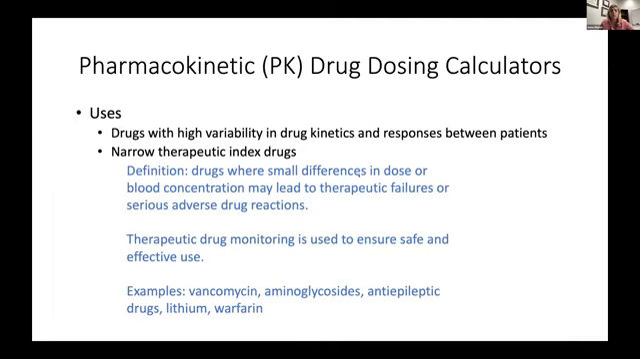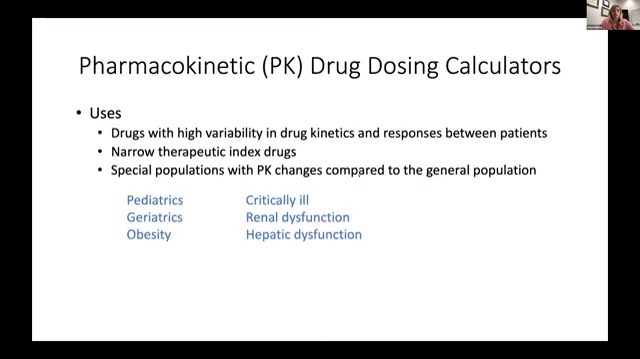And just a few examples of drugs: vancomycin, which is one that we are focusing on today, aminoglycosides, which is another antibiotic class, meds for seizure treatment, lithium, as well as warfarin, just to name a few. Our other uses, again, include special populations with those pharmacokinetic changes compared to the general population. So as Shanika mentioned, our pediatrics, our older adults, our obese and critically ill populations, which I'll elaborate on in a second, and those who may have kidney impairment or liver impairment.